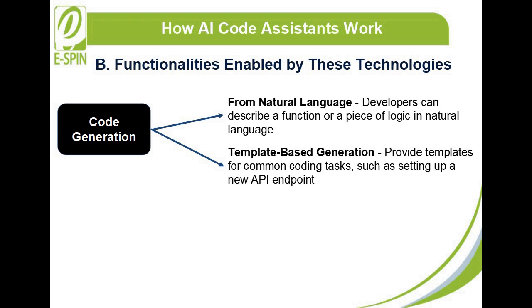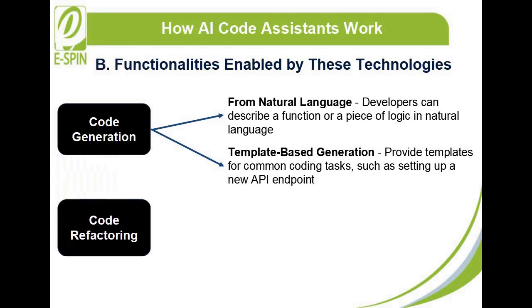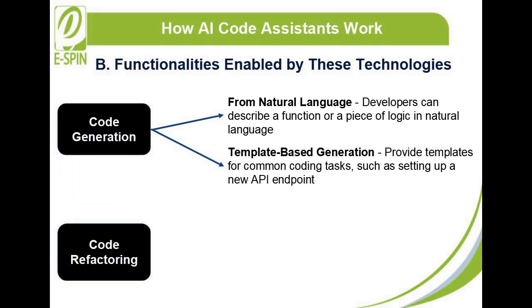Template-based generation. The AI code assistant can provide templates for common coding tasks, such as setting up a new API endpoint, configuring a database connection, or creating a user authentication system. Code refactoring involves improving the structure, readability, and efficiency of existing code without changing its external behavior, often through suggestions like renaming variables, optimizing loops, or restructuring code.